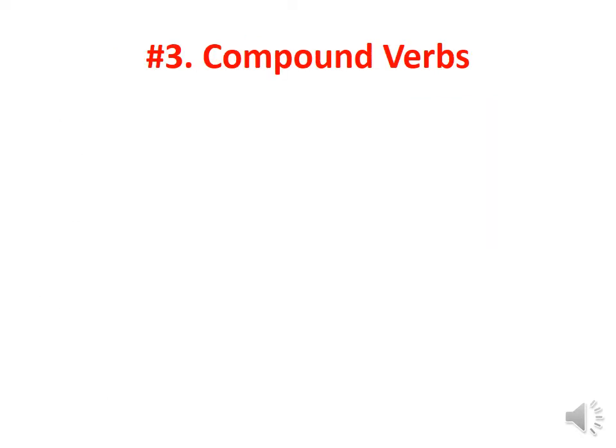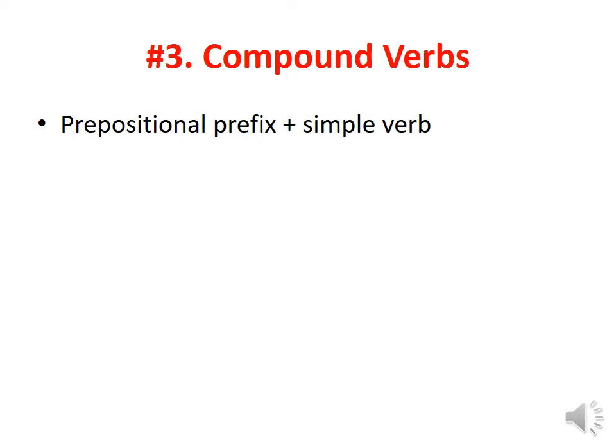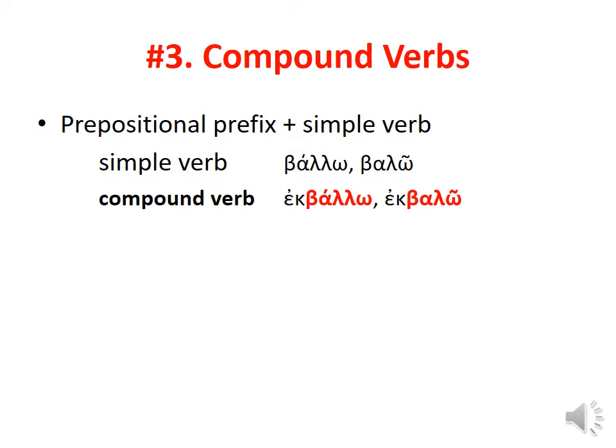Okay, briefly, I want to introduce a third concept, and that's the concept of compound verbs. This is pretty simple. A compound verb is simply a simple form of a verb with a prepositional prefix added. So the simple verb ballo, which in the future is balo. In the compound form, you'll have ek on the beginning. So ek meaning out of, ballo meaning to throw. So ekballo would be I throw out. And in the future, add ek. So ekbalo, I will throw out. That's pretty much all there is to it. You'll change the endings in the same way that you would with the simple form. You just have a prefix added to the beginning.